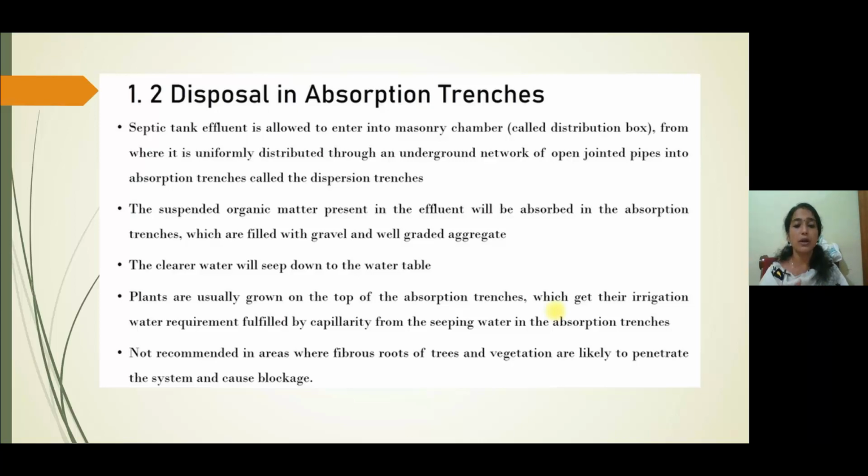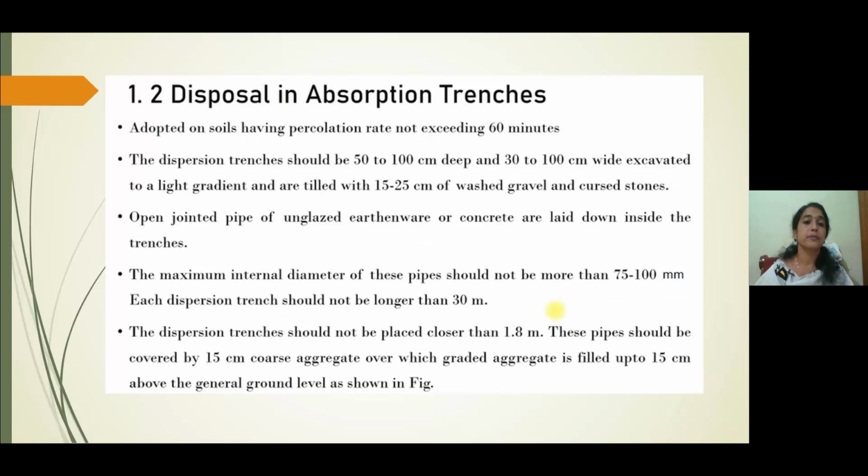This is not recommended where fibrous root plants are present in the location of these absorption trenches, because the system will fail due to the entrance of these roots into the trenches and the open jointed pipes. It will block. It should only be adopted where the percolation rate does not exceed 60 minutes per centimeter.